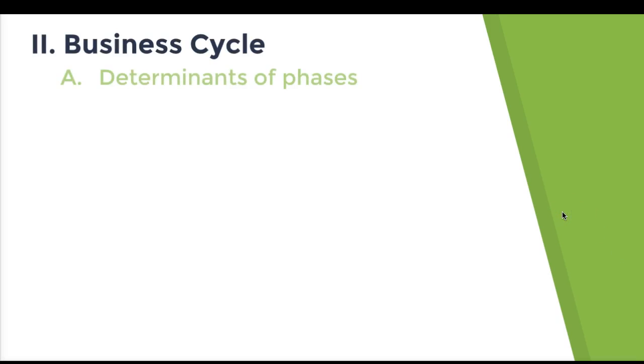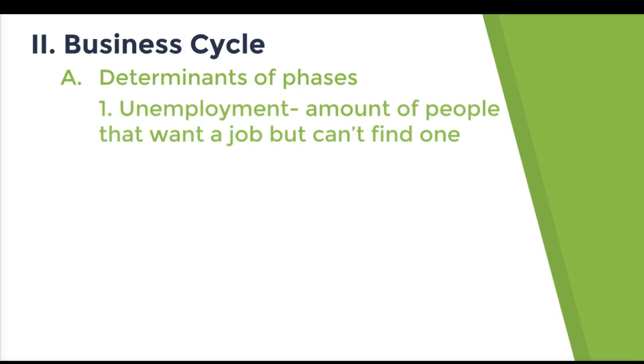All right, this is video notes for Module 2 about the business cycle. So the first thing that we have to talk about is the things that determine the phases of the business cycle. There are basically three things that determine what phase you're in. The first thing that determines the phase is the unemployment rate.